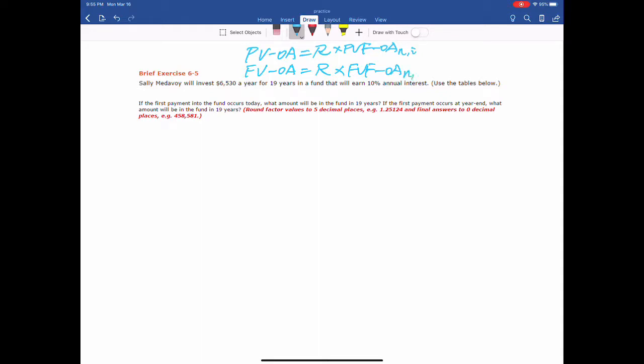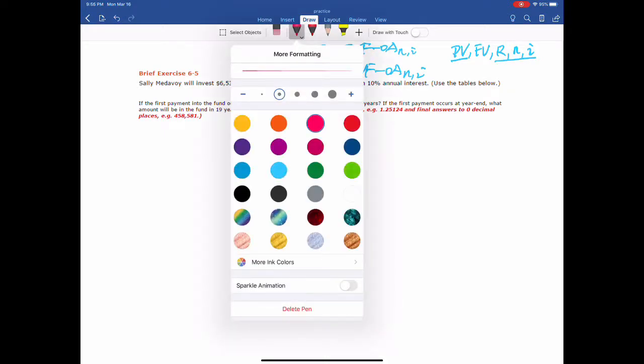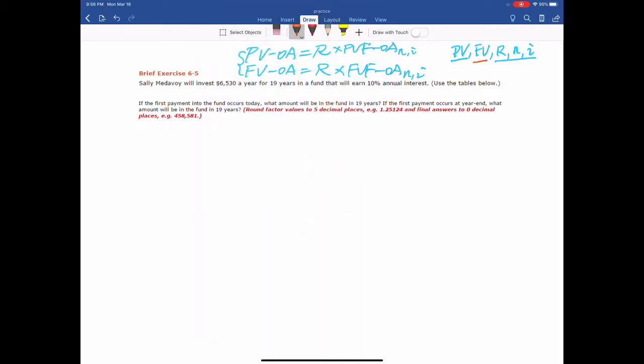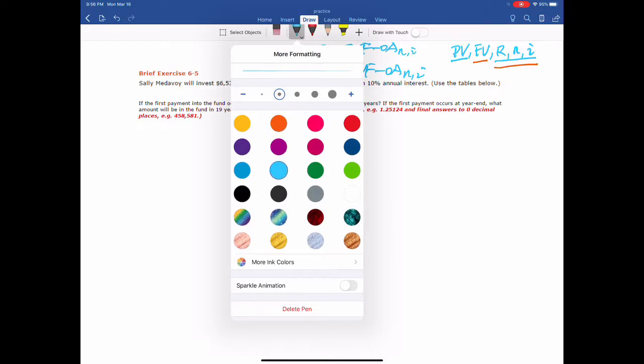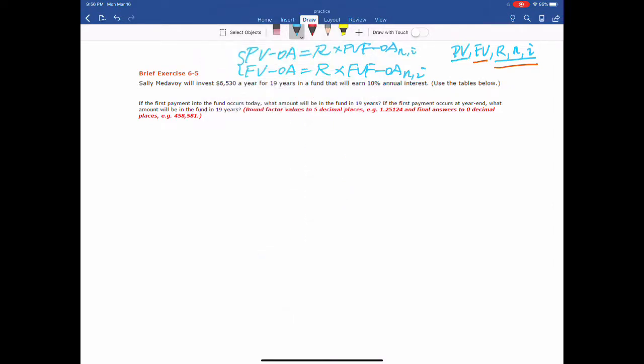ordinary annuity, N and I. Both formulas include 5 factors in total. Each one includes 4, but altogether we have present value, future value, rent, and N and I. So if we calculate the present value, it's basically 4 of these factors. Okay, now let's read the question to see what it asks us.